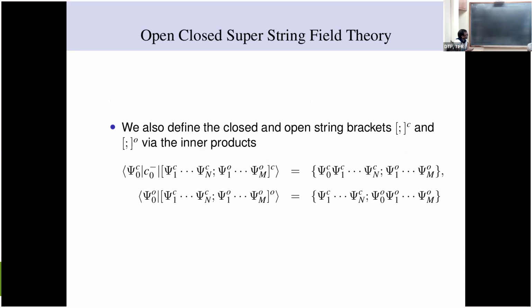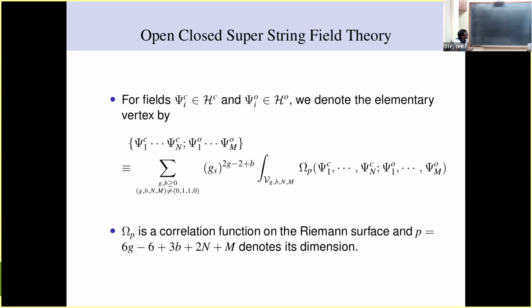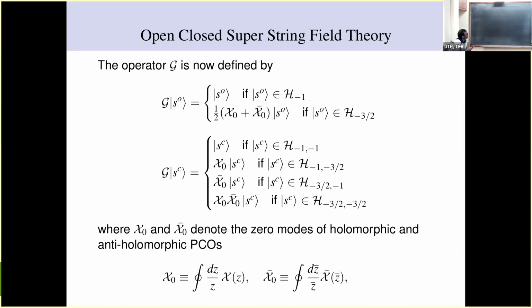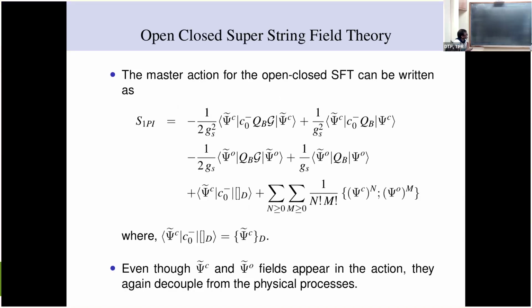And again, you can define these structures, these brackets, in the usual way. But now all these brackets and all these P forms have both open string as well as closed string. Again, you have this operator G, which when acting on the open sector is defined in this way, and on the closed sector is defined in this way. And the master action now is given by this. So the first 2 terms are the same as before. Okay, I'm changing convention. I'm putting g_s in this also. It's just a different convention, because I just took my slides from different sources.